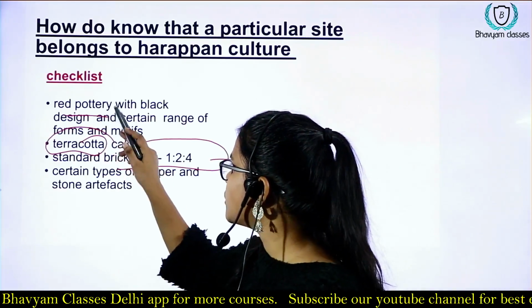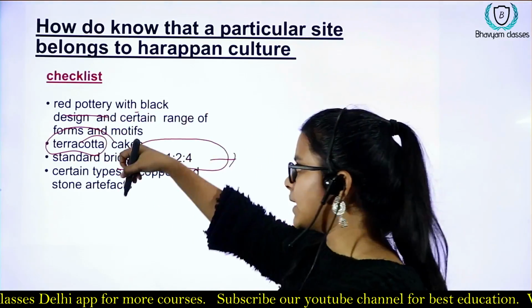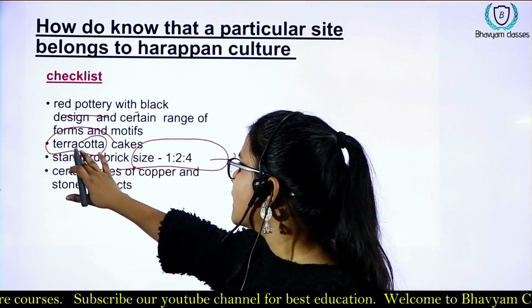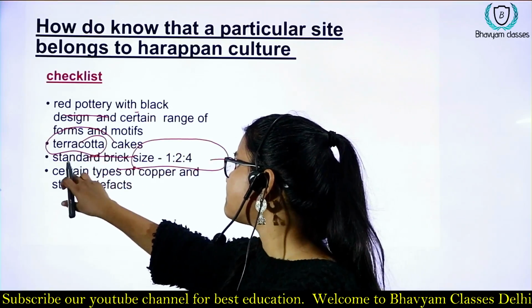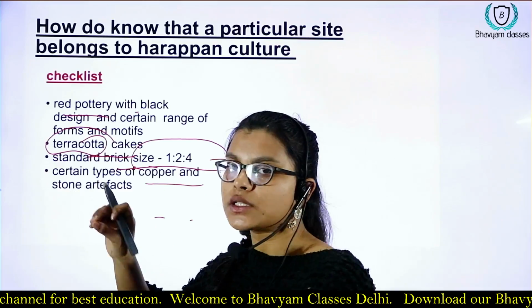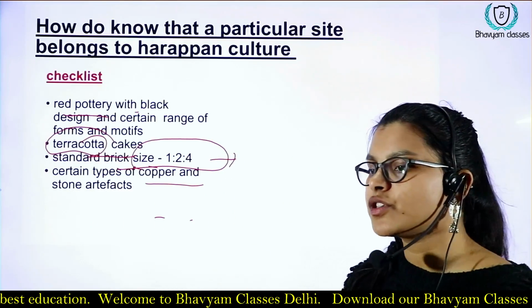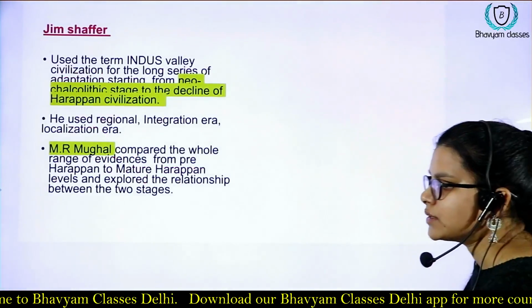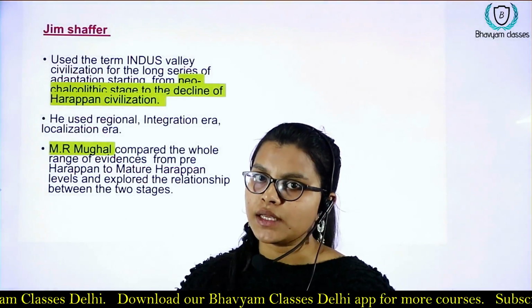So this is your checklist: red pottery, specifically red, with black designs, then terracotta cakes, standard brick size, and different types of copper and stone artifacts. This is your checklist from which the archaeologists get to know that a particular site belongs to the Indus Valley civilization.